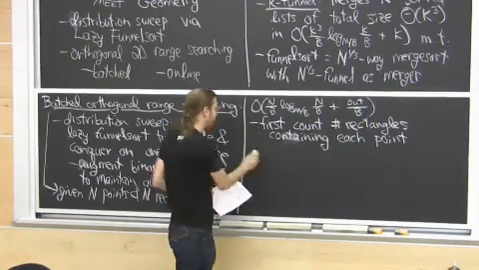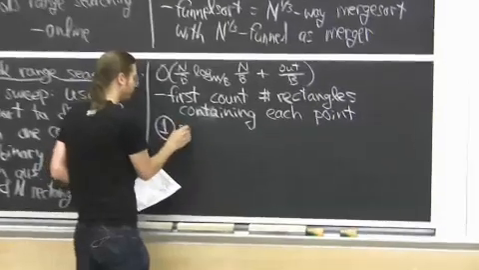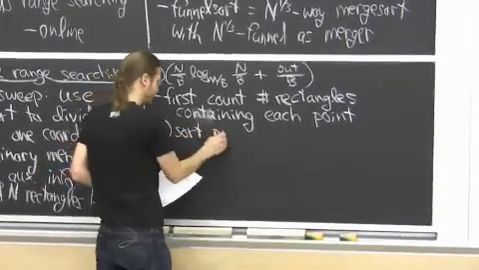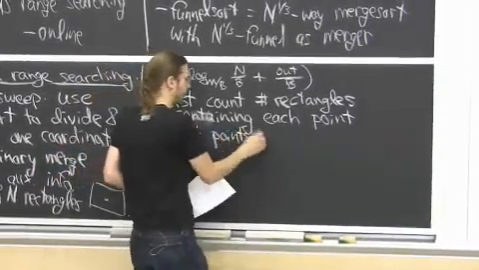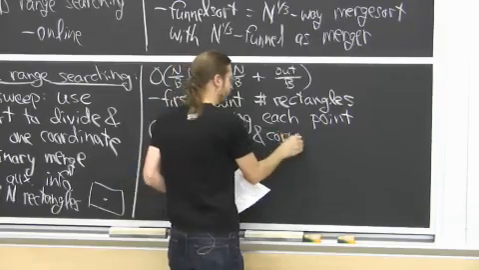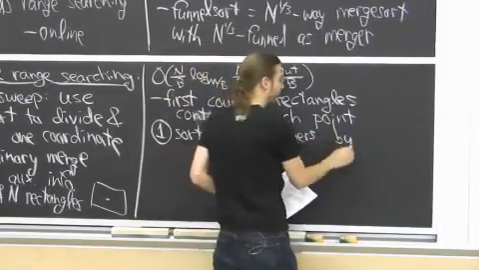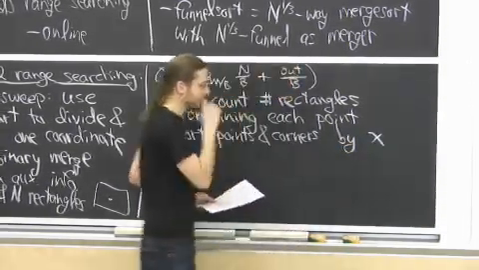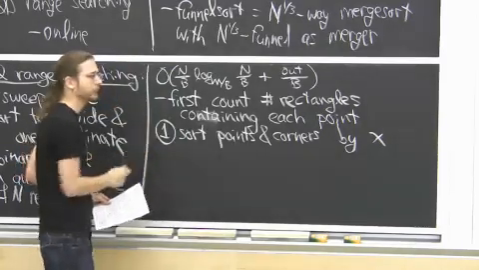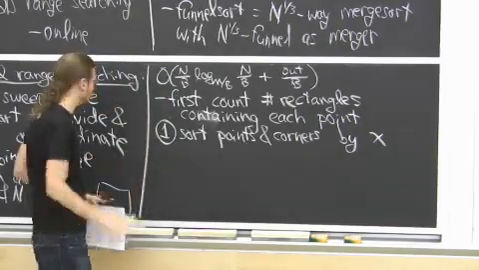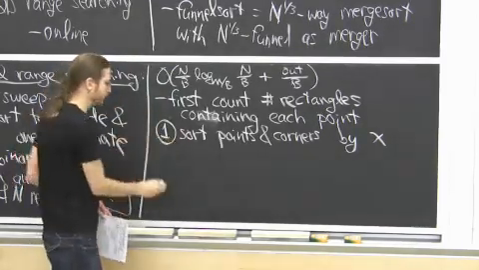Okay, so here's what we do. Sort the points and the corners of the rectangles by x coordinate using lazy funnel sort. Nothing fancy here. No augmentation. Regular old sort.